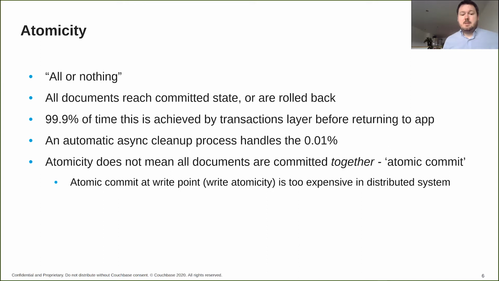So we do provide an atomic commit, and I'll come to it in the next slide, but we don't provide it at the right time. It's simply too expensive to do in a distributed system. A transaction might be writing to documents across 5 different nodes. It's too expensive to try and do that in an atomic way. So we don't. Let me show you what we do instead.